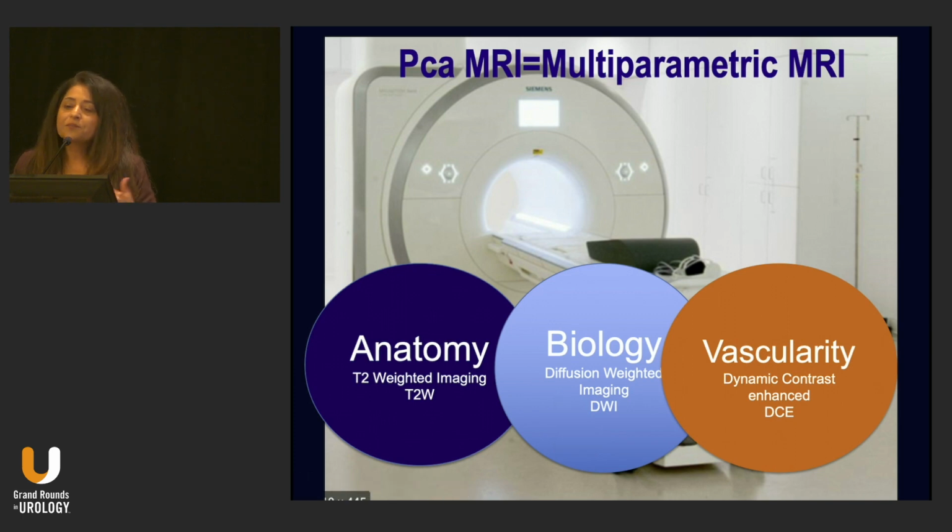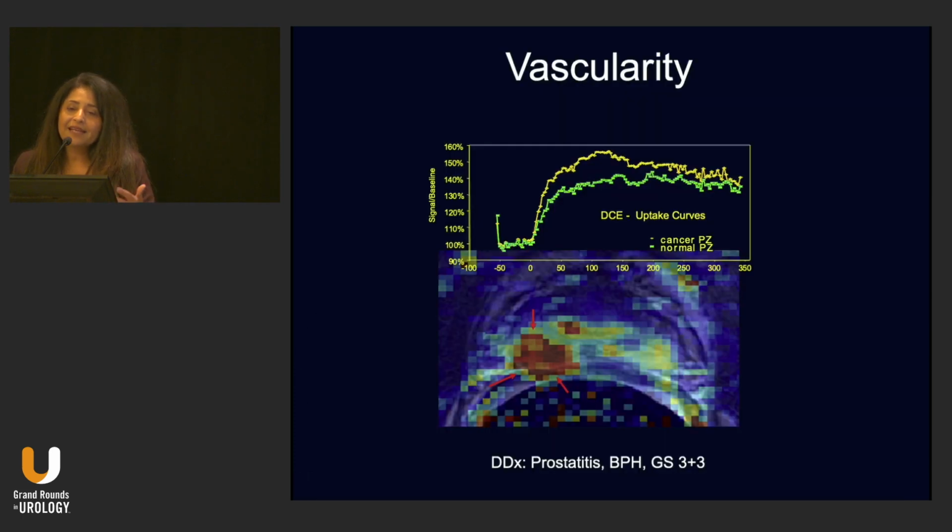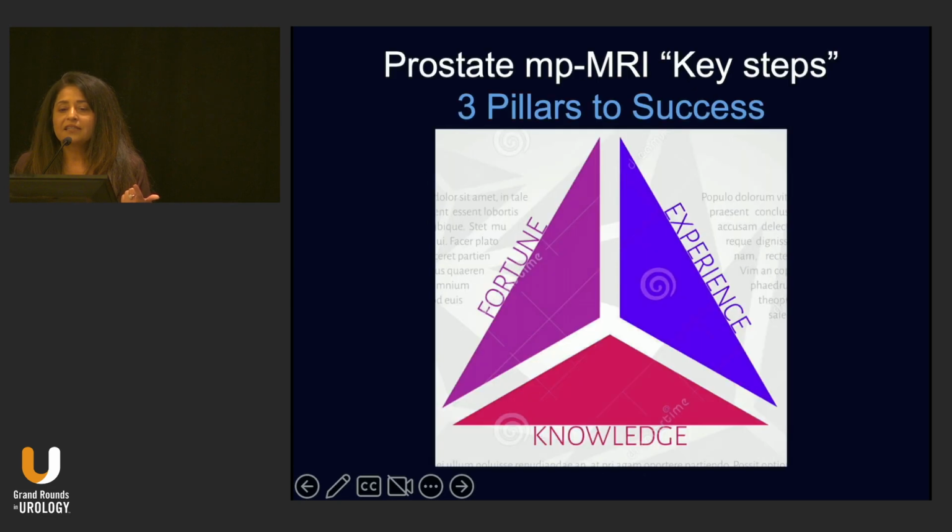Then vascularity. It's basically tumor angiogenesis, and that happens with every cancer. However, the problem is there's a differential there again. Prostatitis, even non-clinically significant cancers show positive vascularity. So what is the value of a multiparametric exam? Really, the key steps to succeed in prostate MR obviously is going to be the acquisition.